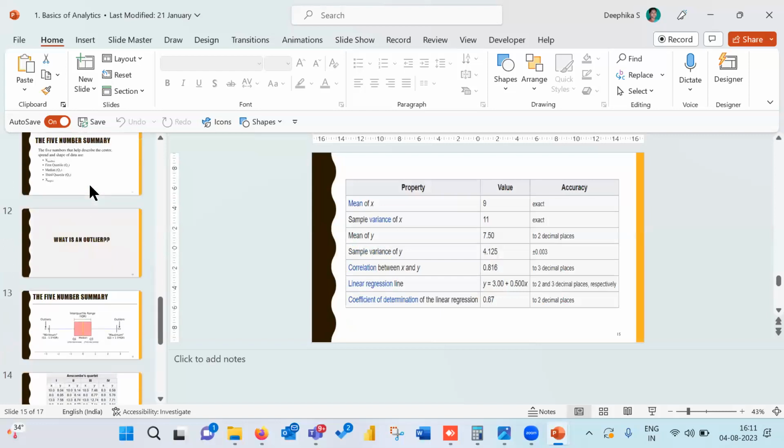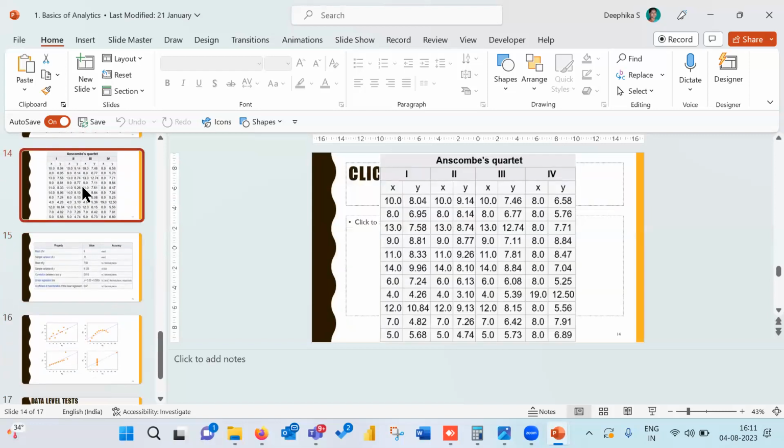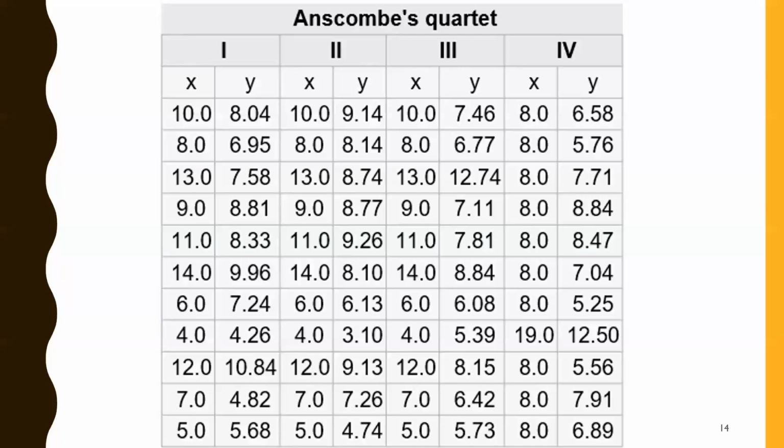So I will just show you one important slide. This is called Anscombe's quadrant. Since we are talking about Power Query and Power BI, I thought going through this slide is important. Here we have data in the form of a table. We have 4 categories of data and 2 data points for each category.